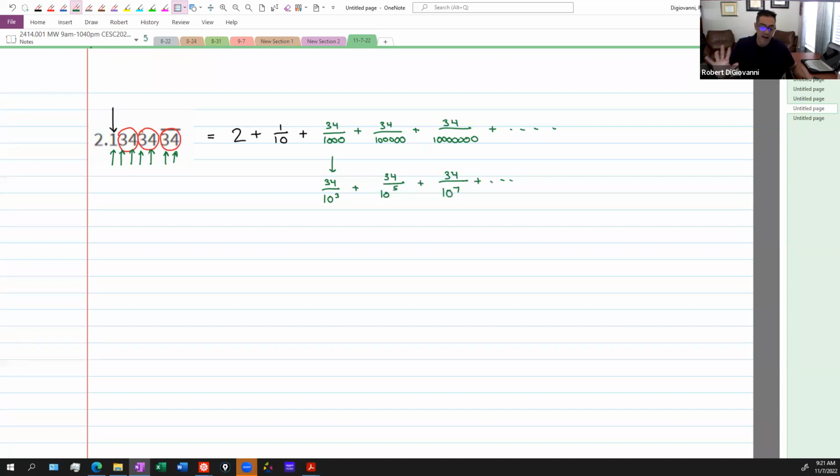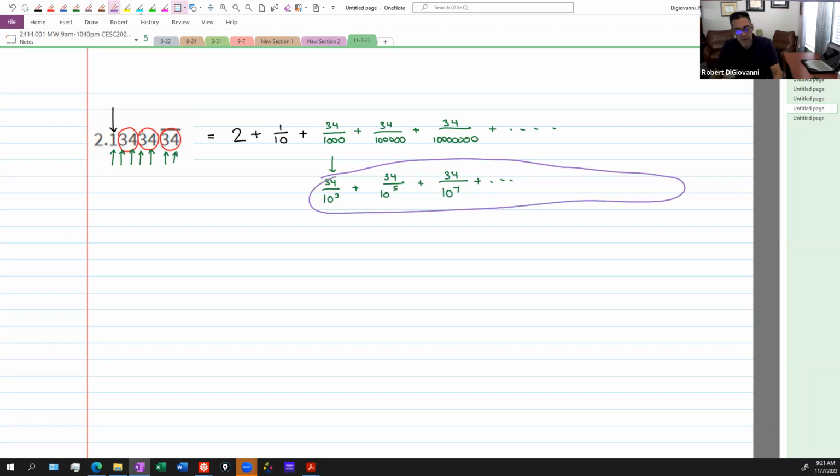And so what I'm getting at is, everything out here, all this forever, you can do geometric on. You should be able to turn that into a geometric series. You should be able to get A over 1 minus R, and you get an answer.